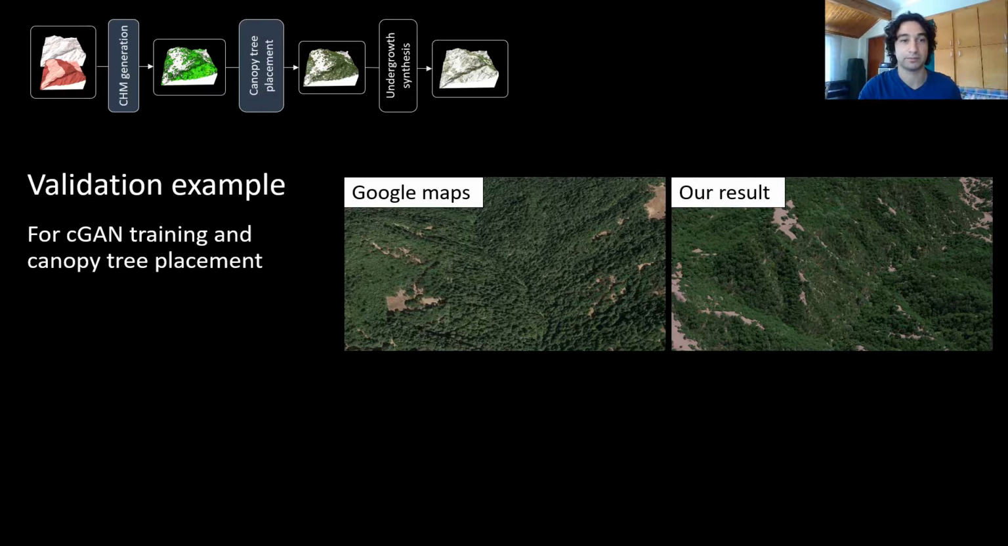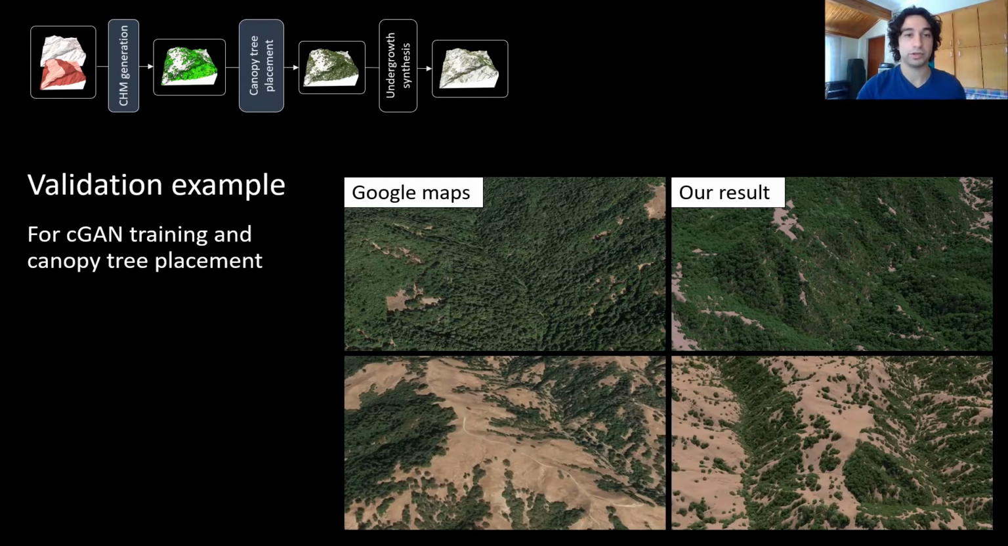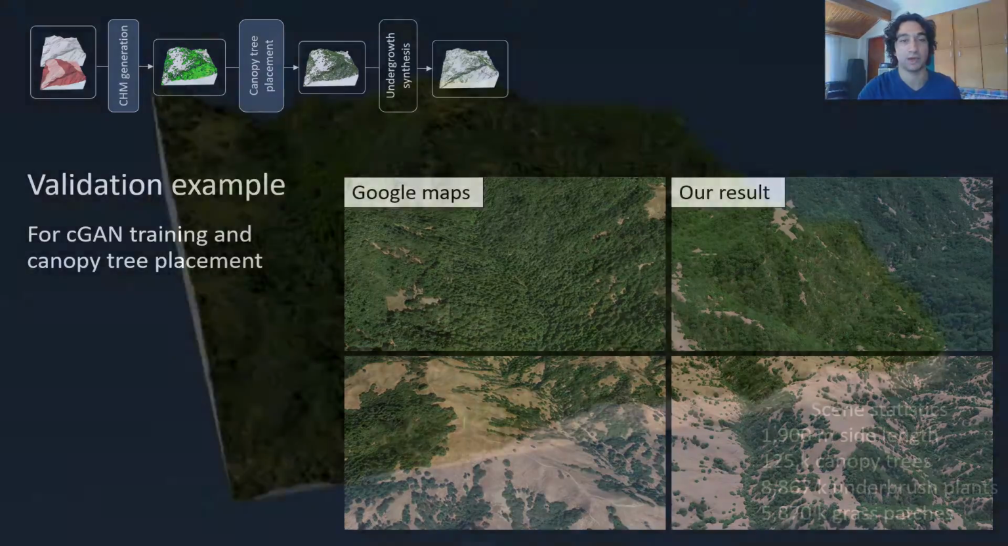In the second example, we show a region that is more sparsely populated by vegetation. Here, we can clearly see in the aerial photo that plant growth is favored on one side of the hills, and we obtain similar patterns from our system.